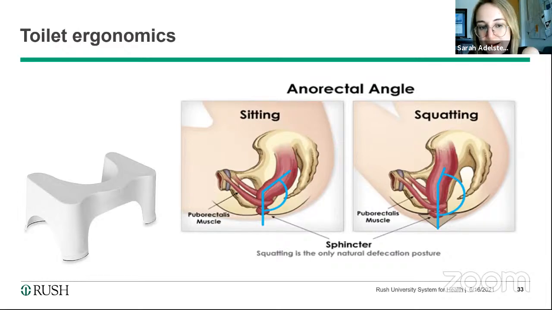So the squatty potty is a stool, right? Okay, that lifts your feet up so that your knees are higher than your hips. And that action relaxes the pelvic floor muscles and allows the rectum to straighten out. It's more like a squatting position, right? We evolved to squat and do a bowel movement in the woods, and that's how it works best, okay? So having the knees up higher than the hips for a bowel movement can actually really assist with constipation.